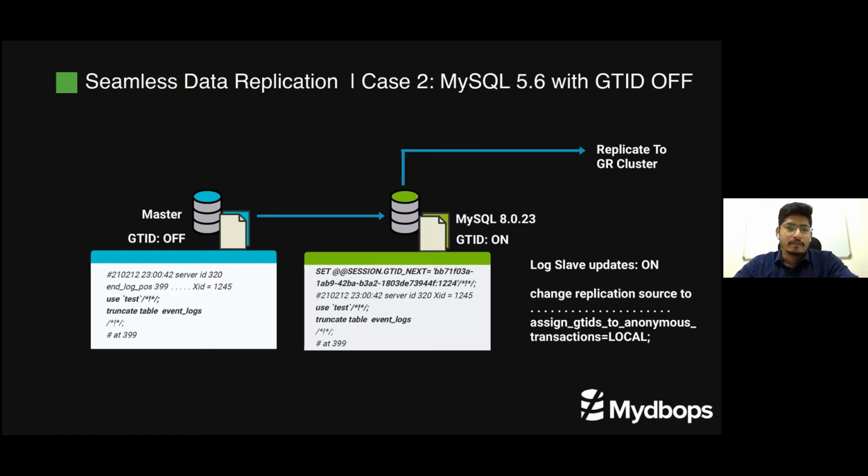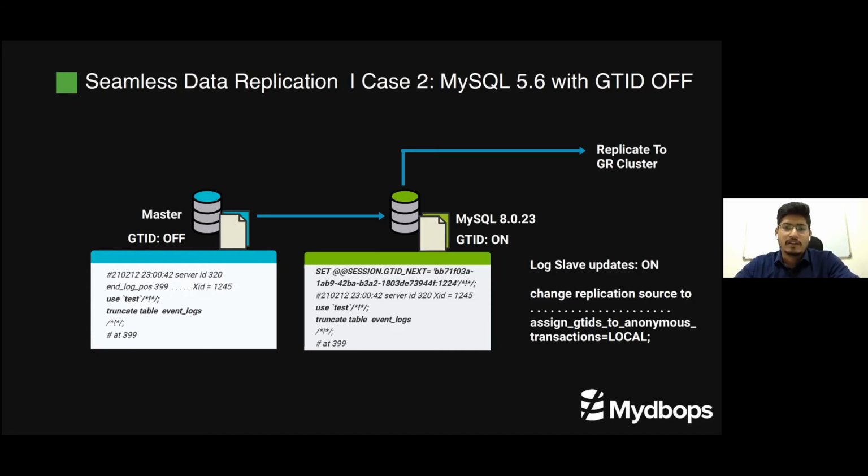Okay, and I am setting up 8.0.23 as a replica for that master, where I am turning on my GTID. While running the change master command, I am adding one more variable called assign GTIDs to anonymous transactions. So when I do that, once it applies to the slave, it will write that event to the replica's binary log.